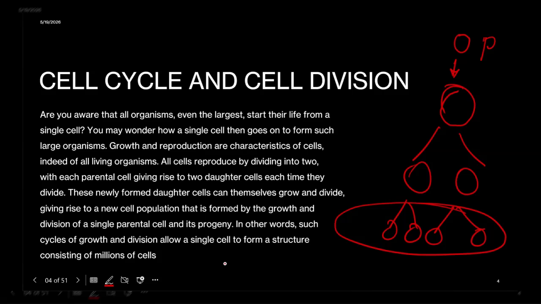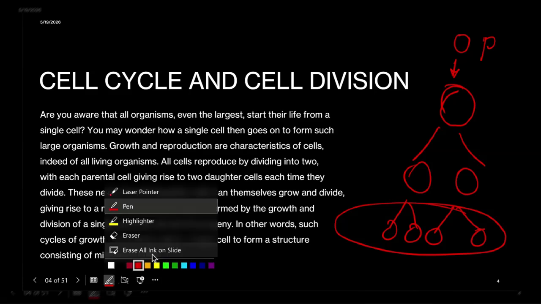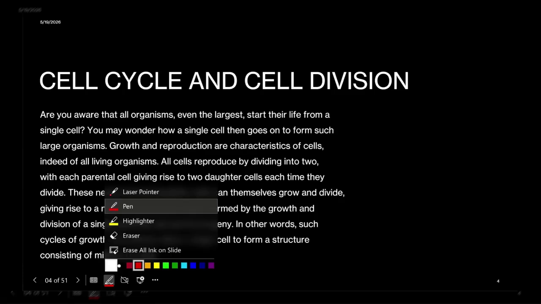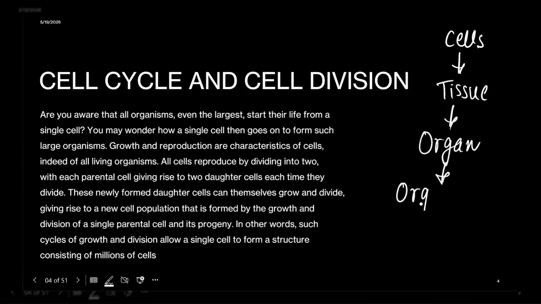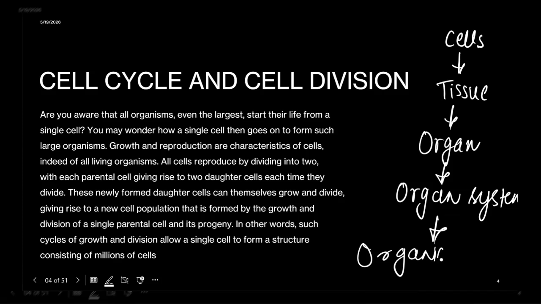So this hierarchy is very simple: cells will form tissues, tissues will form organs, organs will form organ systems, and then they will further form an organism. Okay. Now let's move ahead.